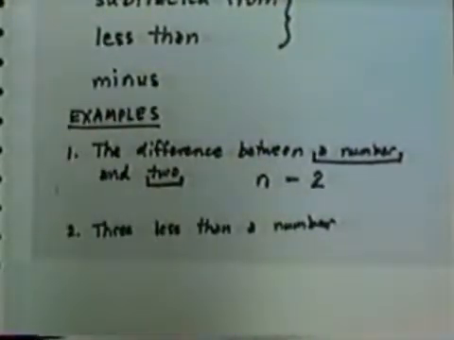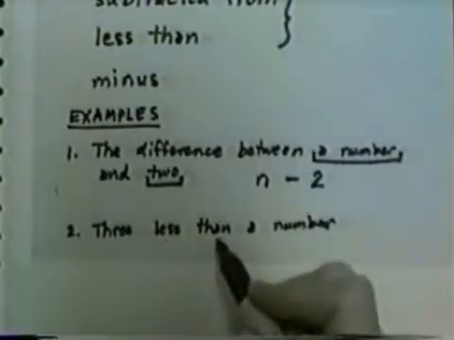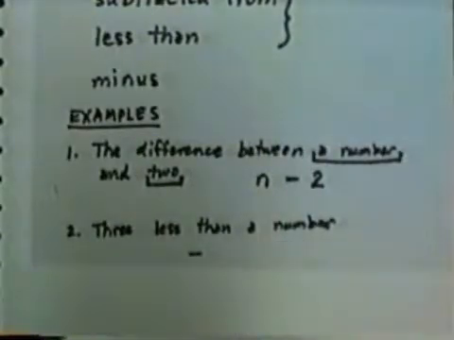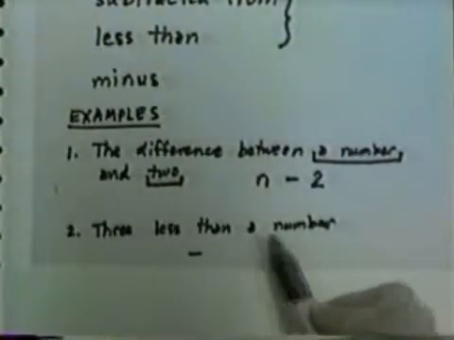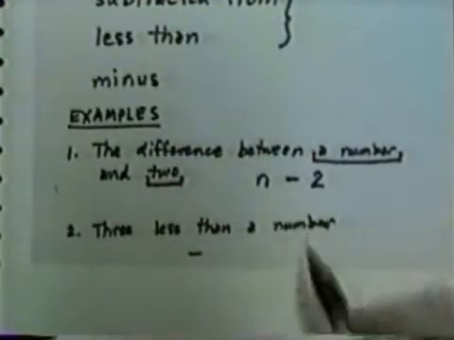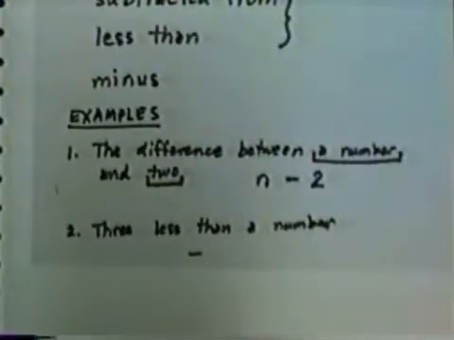Next example, 3 less than a number. Less than is a phrase that tells us we're going to subtract. Think, for instance, about letting this number be maybe 5. 3 less than 5. $3 less than $5 would leave $2. 3 less than 5 would be 2.